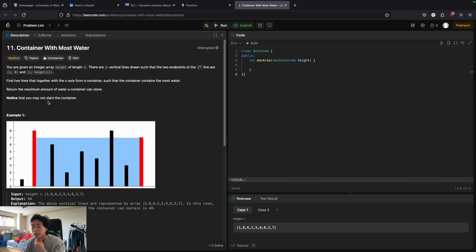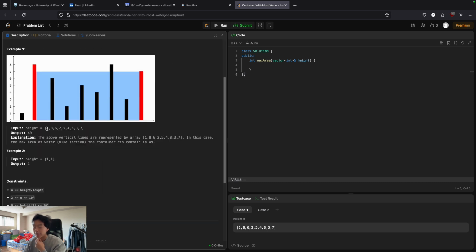For the first example, we have 1, 8, 6, 2, 5, 4, 8, 3, 7. And what happens here is the answer will be 49, and this is because the vertical lines are represented by the array. In this case, the max area of the blue section, the max area of the water that it contains, is 49.